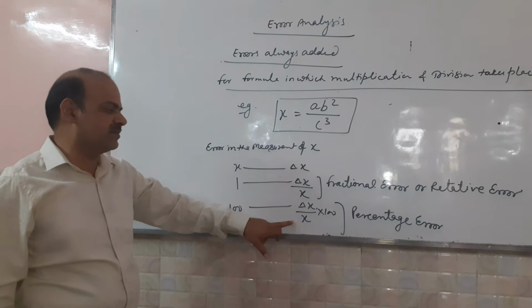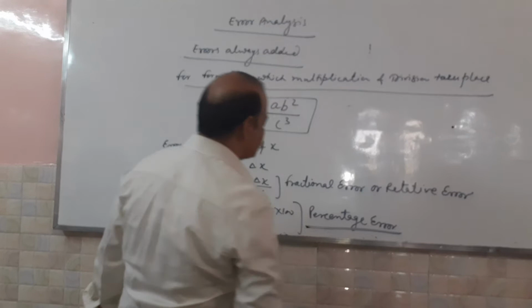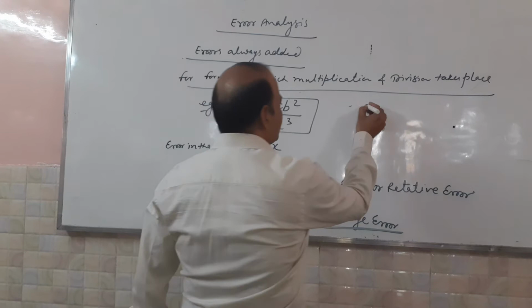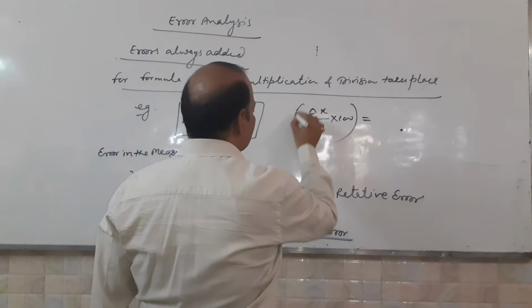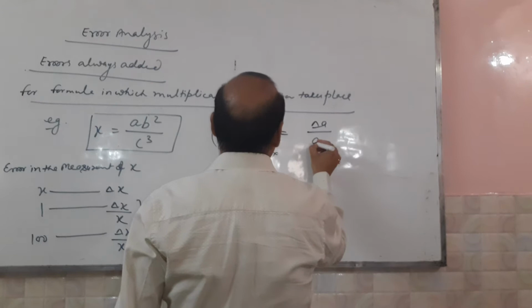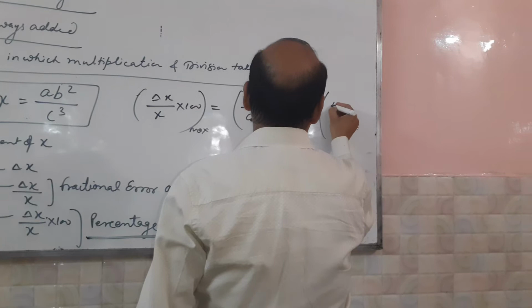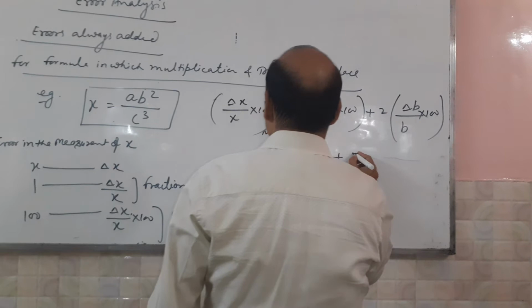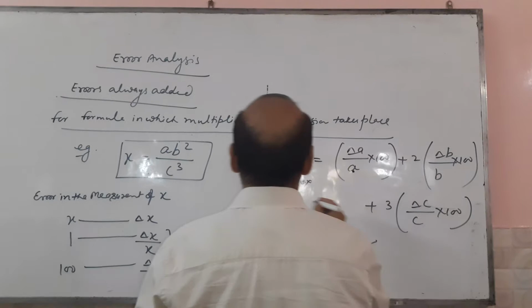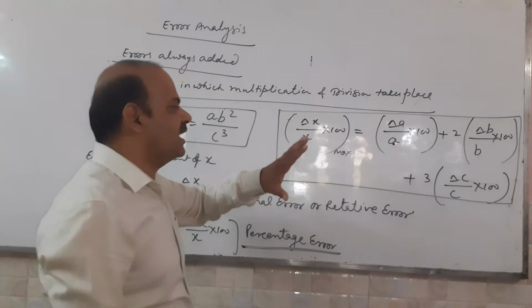We can calculate the percentage error for this equation in this type: delta x upon x into 100 equal to maximum error in x, delta a upon a into 100 plus 2 into delta b upon b into 100 plus 3 into delta c upon c into 100. This is the total error in x. By using this equation, we can calculate the percentage error in x.